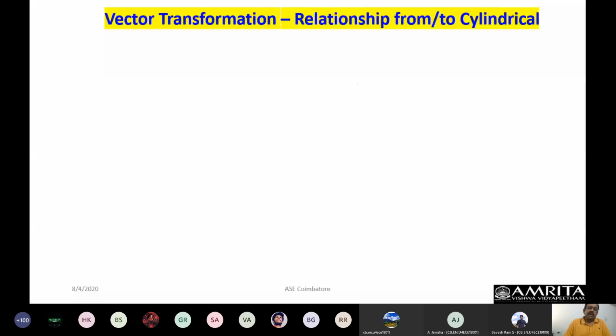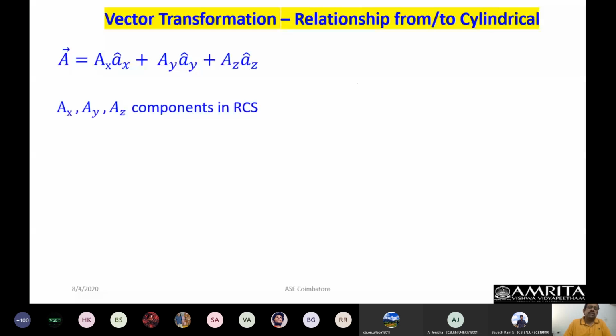So we are going to pull the basics that we learned in the last two classes. First of all, how do we write a vector in Cartesian coordinate system? This is how it is written. Vector A is Ax x hat plus Ay y hat plus Az z hat, where capital Ax, Ay, Az are the components along the x, y, z directions respectively. x hat, y hat, z hat are all unit vectors along the three directions, which you know already.